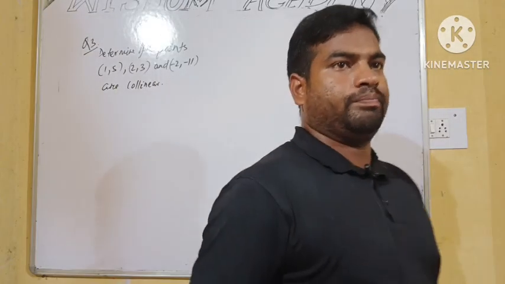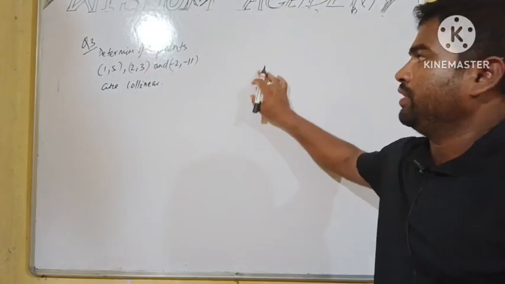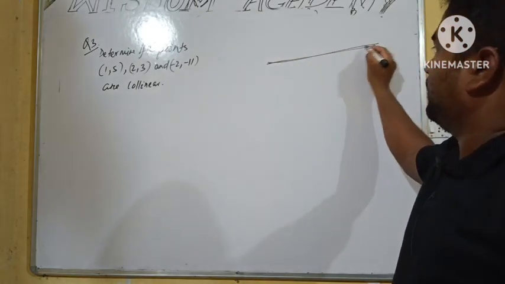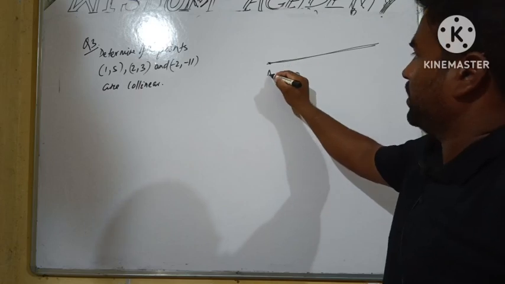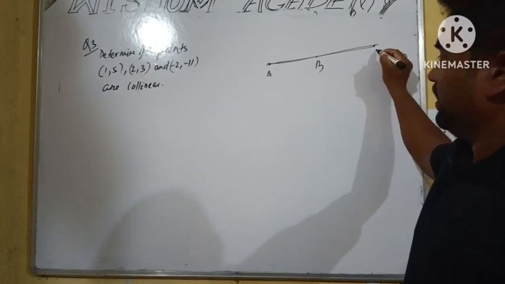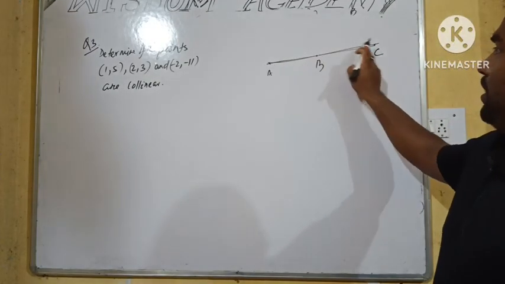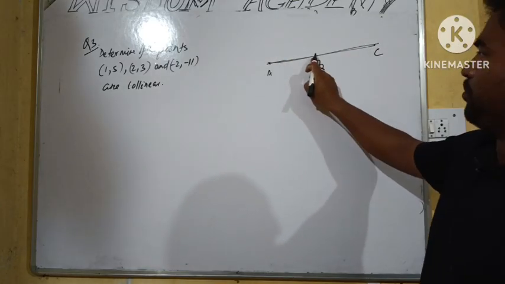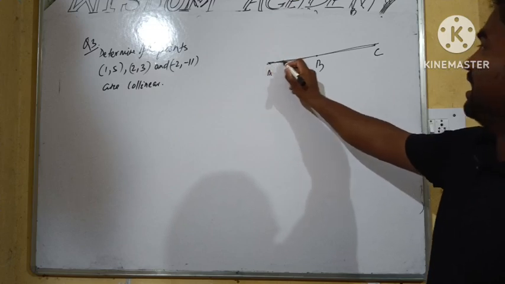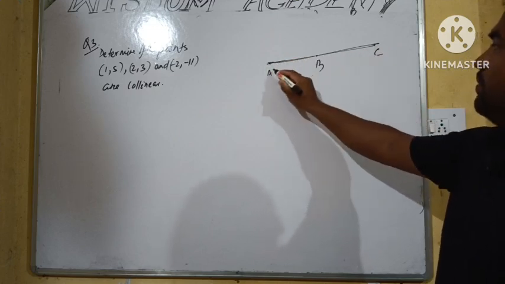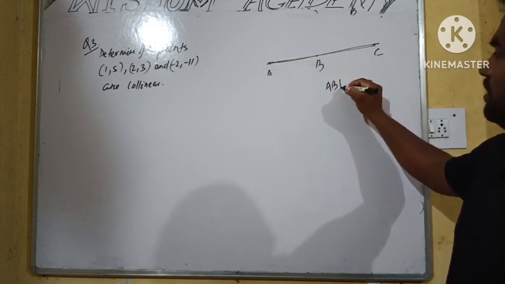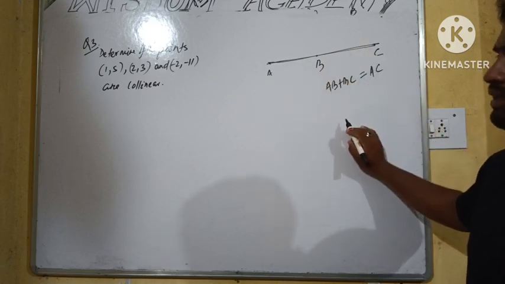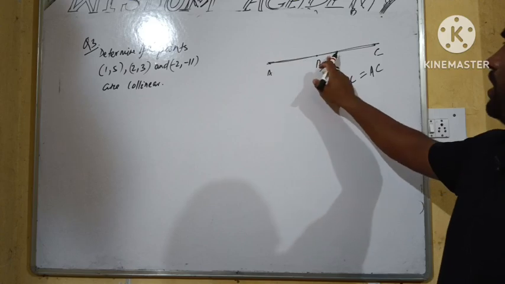For the condition of collinearity of 3 points, suppose A, B and C are 3 points. If these 3 points are collinear, it means these 3 points lie on a line, where AB plus BC is equal to AC. Then the 3 points are collinear.